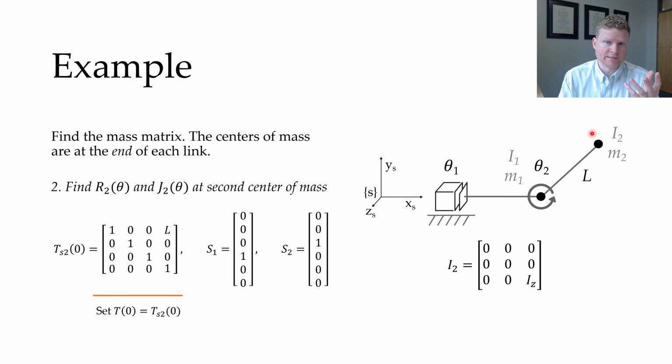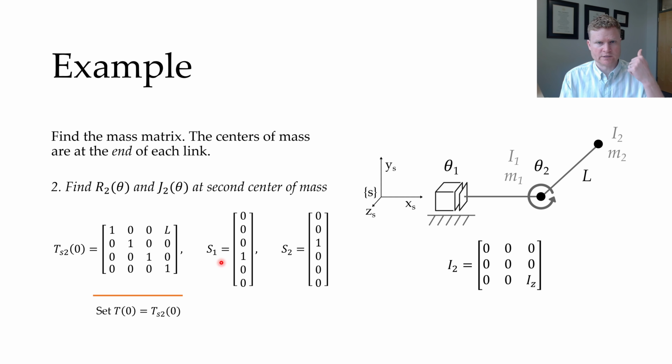And in this case, it's the robot's end effector. So this one's probably a bit more familiar with how you're looking at the Jacobian and the forward kinematics. So I'll go through the same process as before. I'll think about a transformation matrix from S to the second center of mass. I'll call that TS2. And in the home position, that's going to be L units off to the right. And we can just say the frames are lined up. Great. So here's my home transformation matrix for this second center of mass.